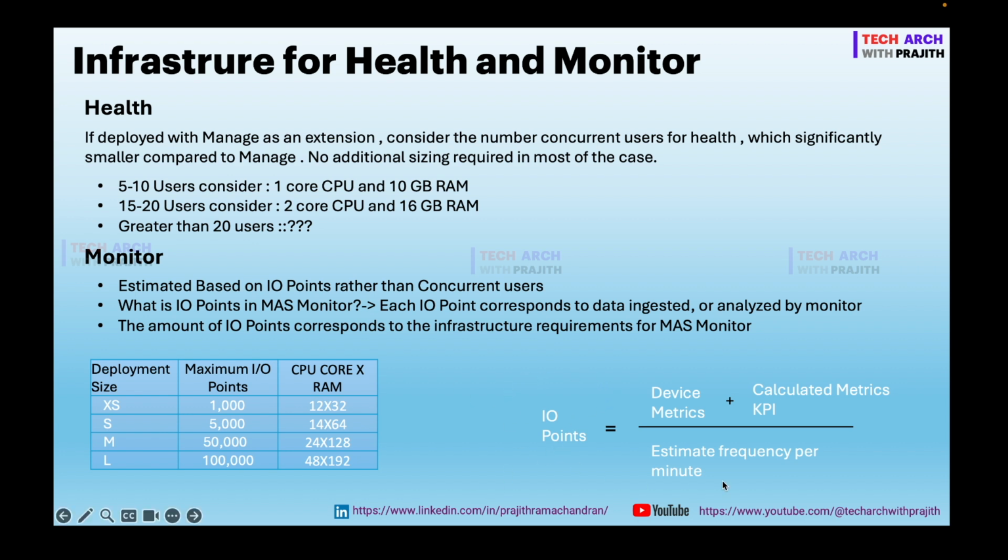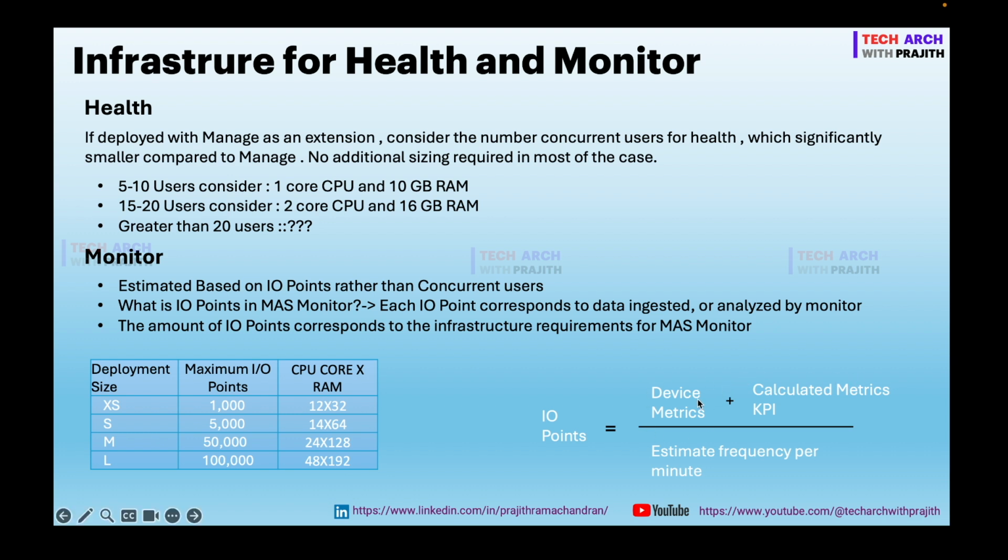Now this is the formula to calculate the IO points. This is the formula IBM has given. This is their standard recommended approach. So IO points is equal to device metrics, which is the number of devices that are sending signals into monitor, plus calculated metrics, which is the number of calculations that you are performing in the monitor application once the data is ingested. So you need to add both of them.